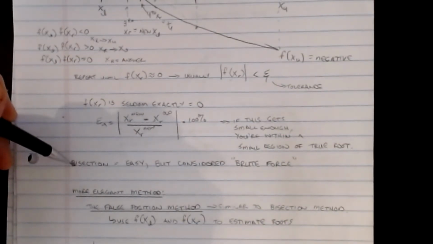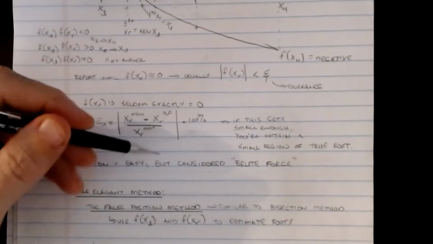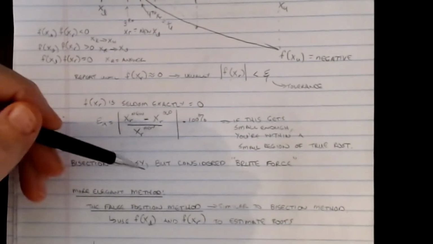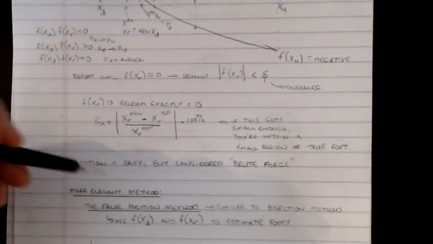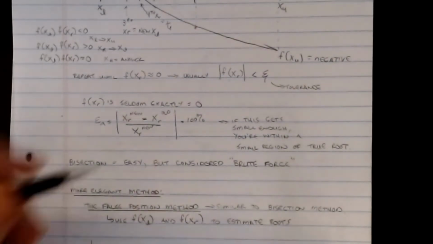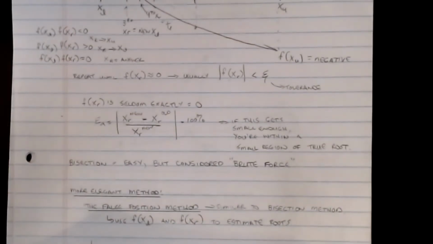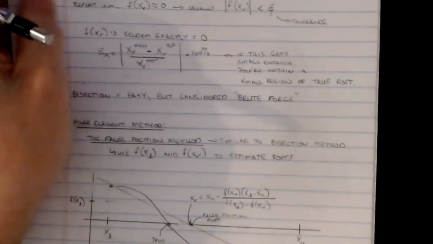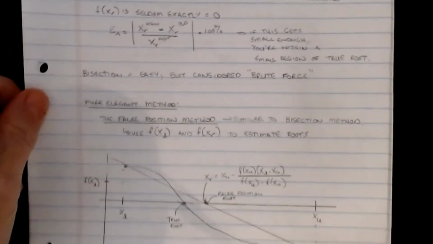Okay, now the bisection method we know is easy. But this is what we call a brute force method. Every guess you're closing in by half. Okay, so if you start out really, really far apart, it's going to take you a lot more guesses to narrow the bracket down. So what we want to do is come up with a more elegant solution, something that doesn't have some of the pitfalls of what we have, okay?